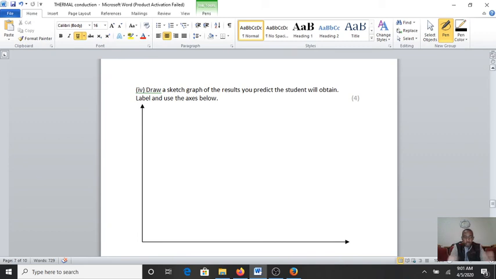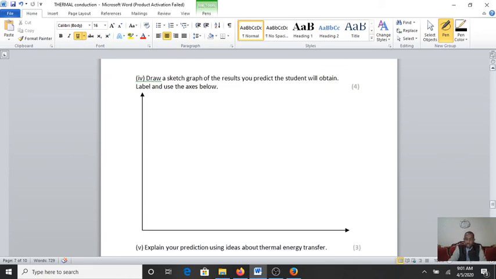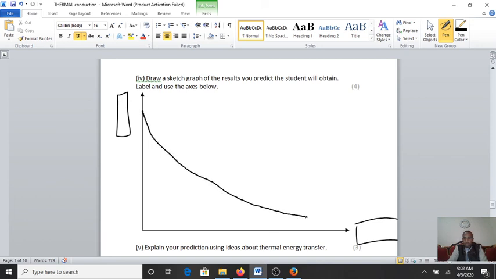But then here you draw a graph of the results. So first thing, you can see that the axes are not labeled. So you need to label the axis. Put the dependent variable here, independent variable here. Once you do that, you need to sketch your graphs. You should know that these are cooling curves. So as you know, a cooling curve starts on this axis and drops until it reaches 0.